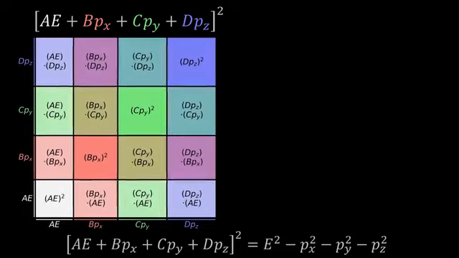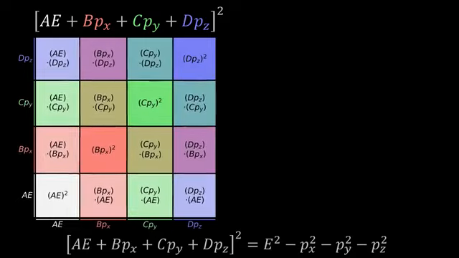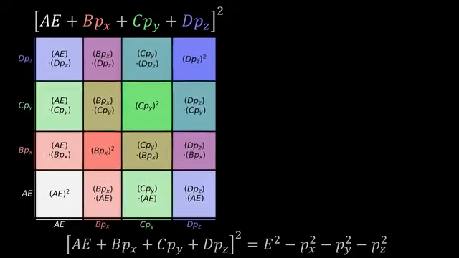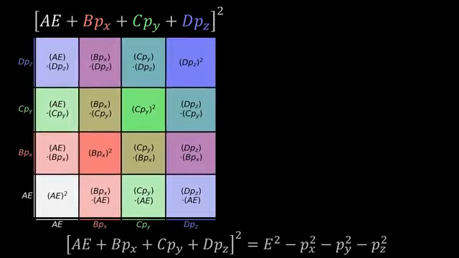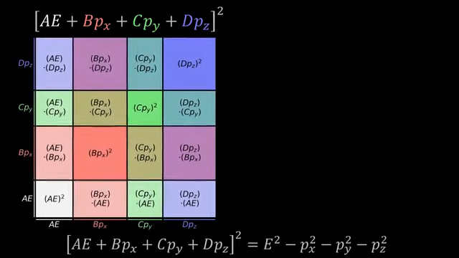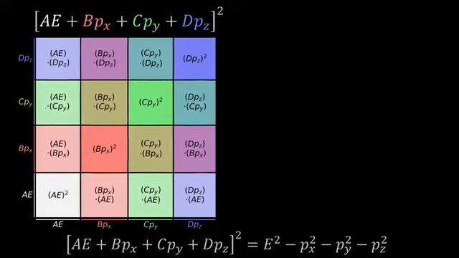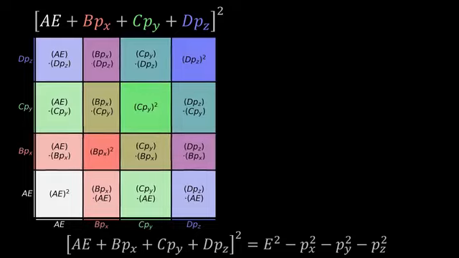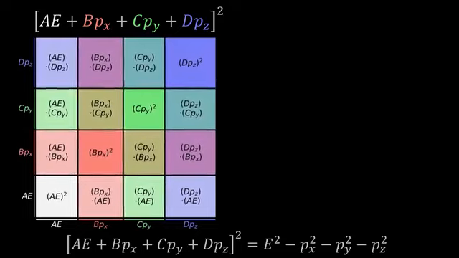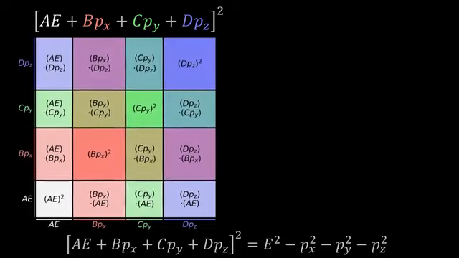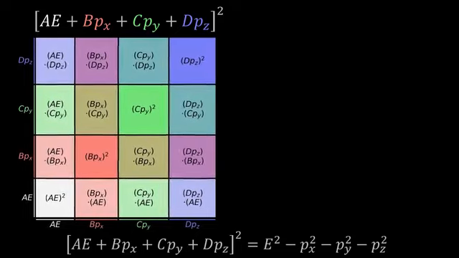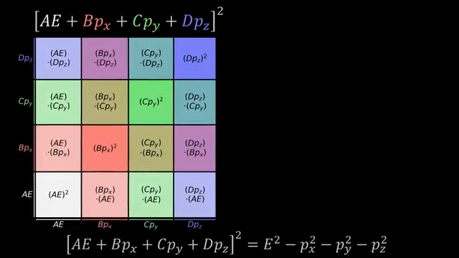So what I'm showing here is a square that represents that quantity squared. You can see along each of the sides, we have each of those terms listed out, so that the side length of the big square is AE + BPx + CPy + DPz, and then when we square it, we get that whole thing squared. But then you can also see the squares and the rectangles corresponding to those individual terms.